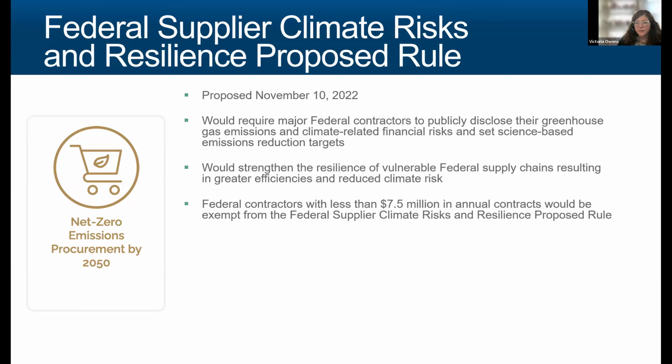So this kind of ties into the SEC ruling that we'll talk about later, but basically it's showing that the federal government is leading the charge and pushing for this from their contractors and suppliers, even in the absence of public reporting requirements prior to the SEC rule going into effect. The idea is that it would strengthen the resilience of vulnerable federal supply chains with a goal of greater efficiency and reduced climate risk. But there are exceptions for contractors with less than 7.5 million in annual contracts.